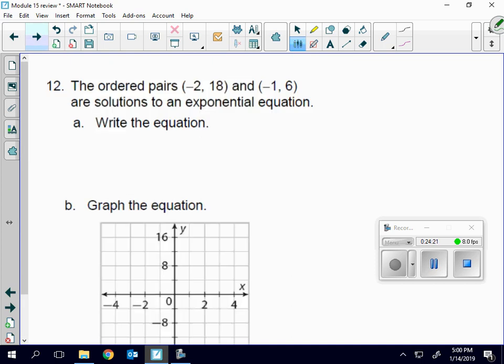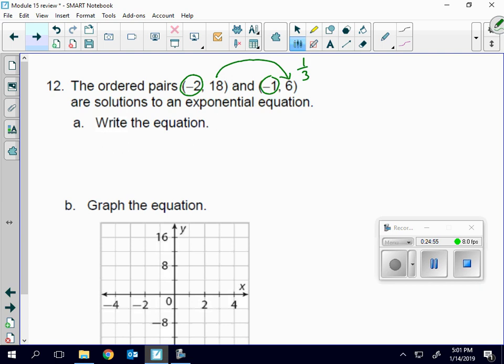Okay, we have some ordered pairs, and it says they're solutions to an exponential equation. We want to write the equation. As long as they're in order, this is smaller than this, so we're going further and further along. So we want to figure out, what do we do from 18 to get to 6? It looks like we're going to divide by 3, but we need to say what we're going to do by multiplying. So we're going to multiply by 1/3.